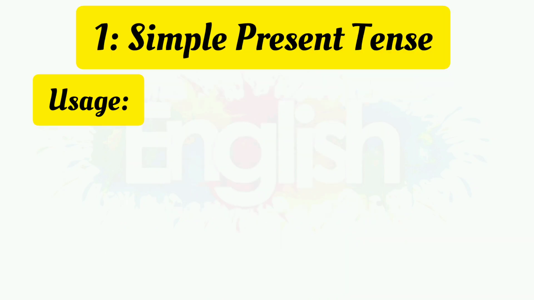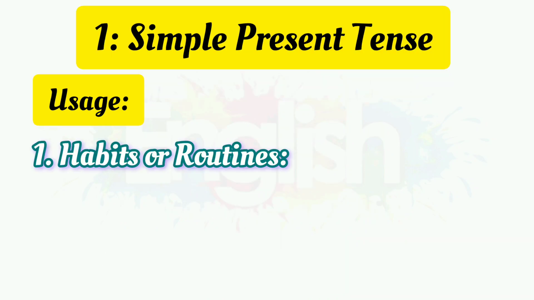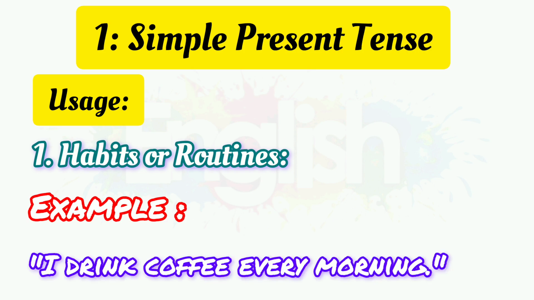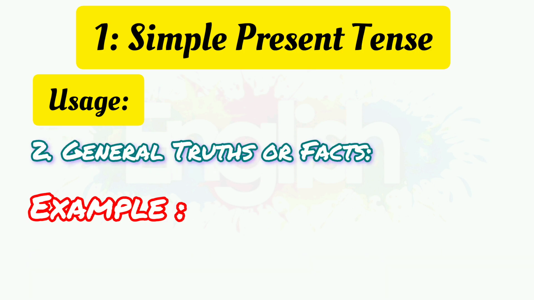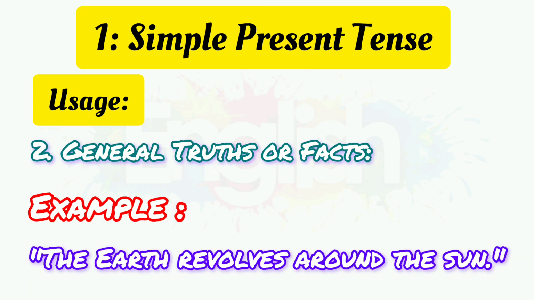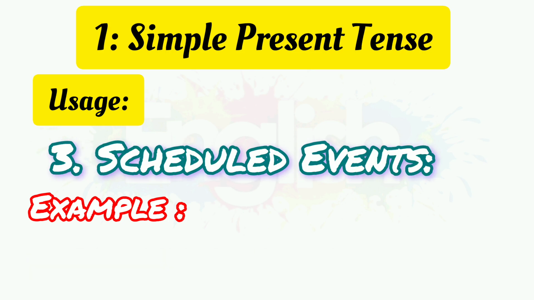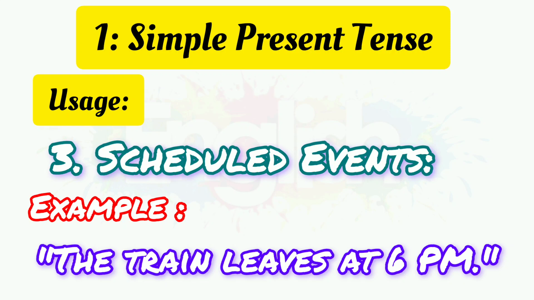1. Simple present tense usage. 1. Habits or routines. Example: I drink coffee every morning. 2. General truths or facts. Example: The earth revolves around the sun. 3. Scheduled events. Example: The train leaves at 6 p.m.